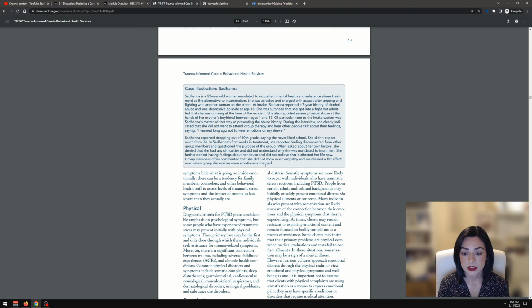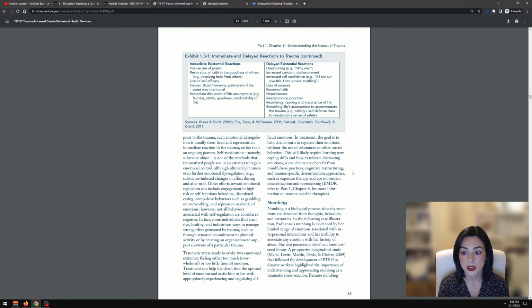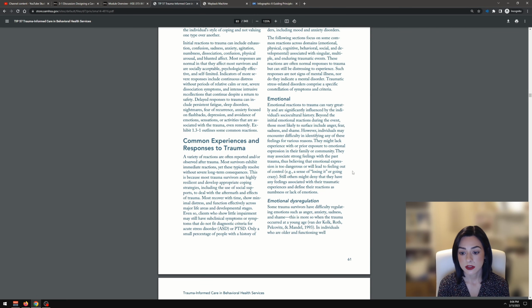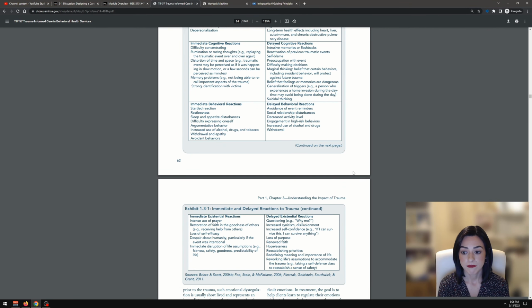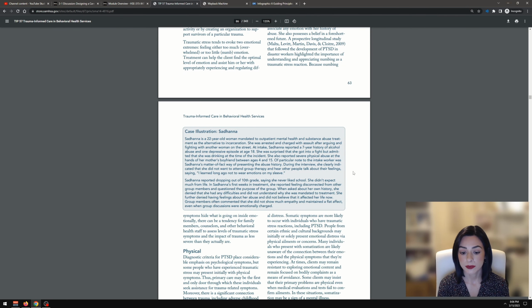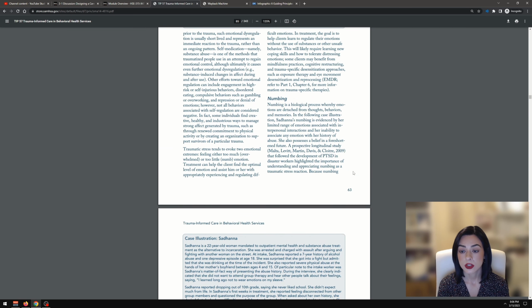So what we could do is we can look at your textbook, and one area that you might want to focus on here would be specifically looking at trauma and numbing, let's say. So this is a biological process that's related to traumatic events. And so here it even highlights in the case illustration with Sadhana that numbing is evidenced by her limited range of emotions associated with interpersonal interactions and her inability to associate emotion with her history of abuse. She also possesses a belief in a foreshortened future.